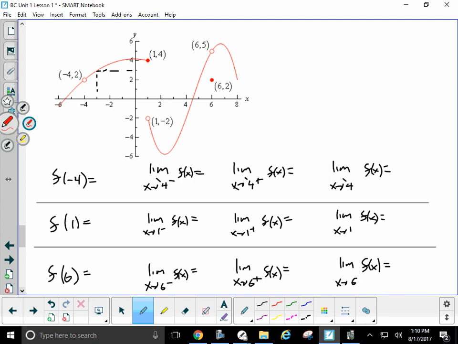Once you're done, start checking your answers. Something to note is that function values are either defined or undefined. We say this function value is defined, it's this, or the function value is undefined, UND for function values. Limits either exist or do not exist. So limits are either equal to a number, or we will use DNE for limits if they do not exist. Okay?